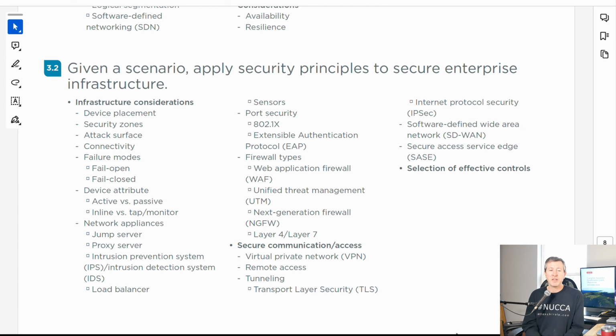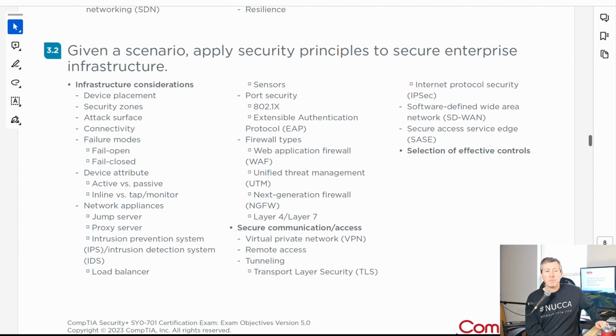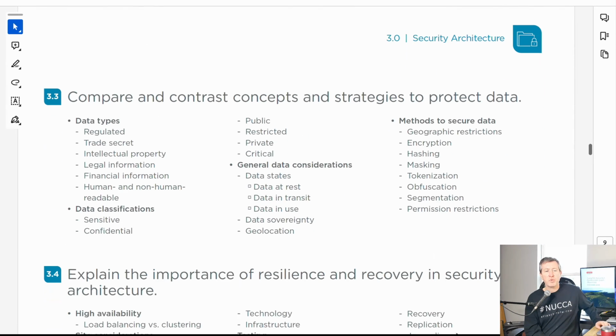We'll also talk about things like maybe jump boxes. They mentioned jump servers here, also known as a bastion host. We'll talk about proxy servers, intrusion prevention systems, and detection systems. We'll look at load balancers, and we'll also talk about load balancers in another subdomain as well, along with clusters. But there's a lot of different types of principles that you'll want to be familiar with as far as 3.2.